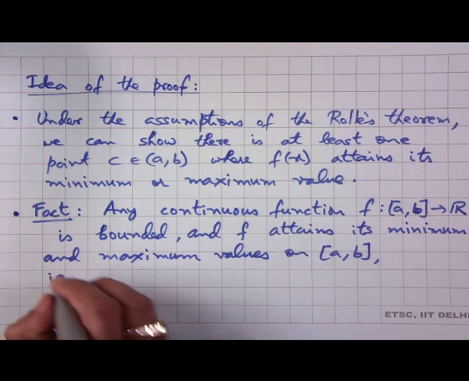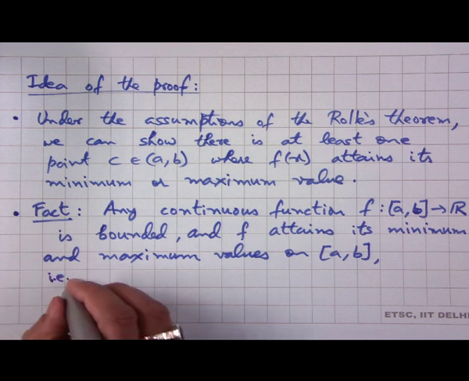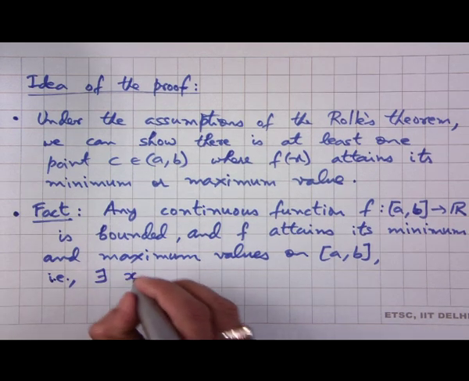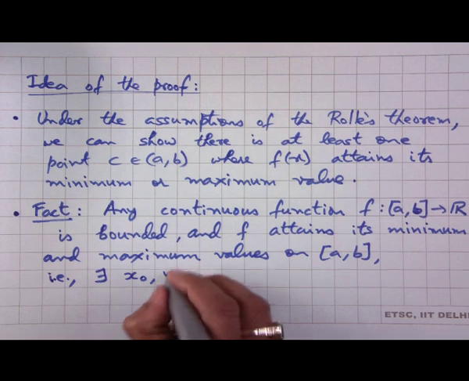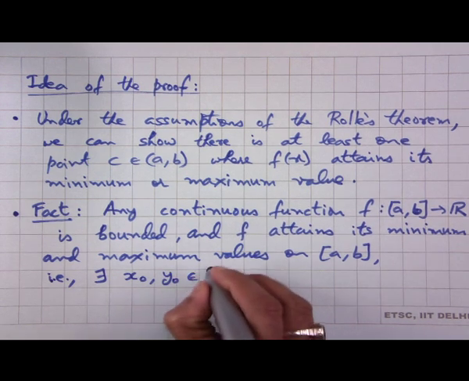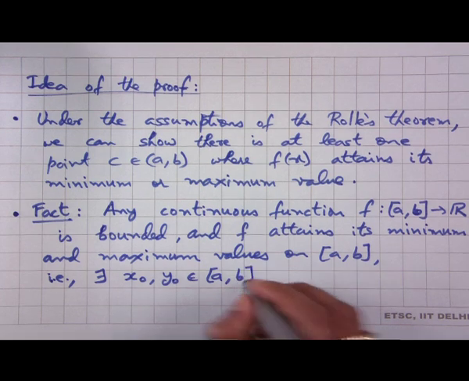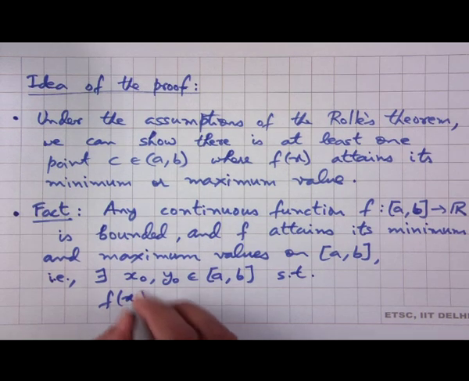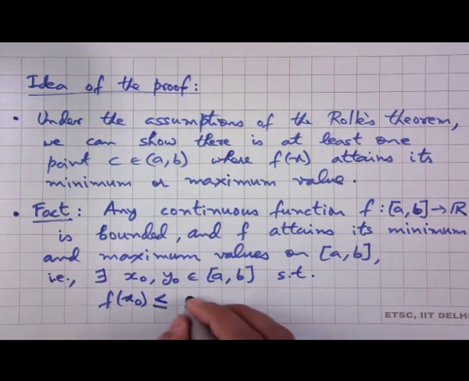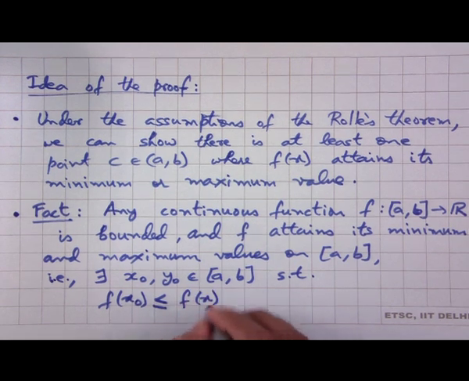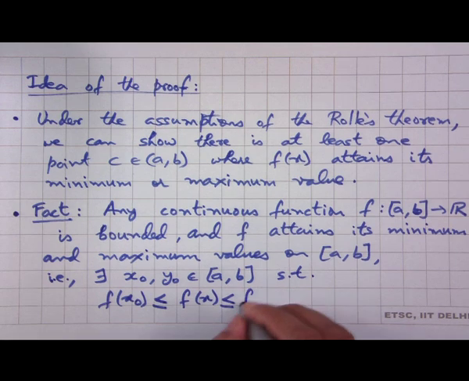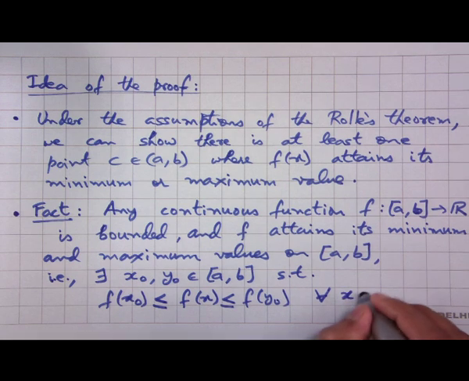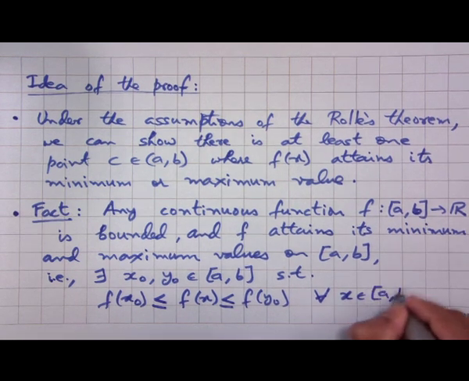That is, there exist points x naught, y naught in the closed interval [a, b] such that f of x naught is the minimum value, that means f of x naught is less than or equal to f of x, and f of y naught is the maximum value, for all x belonging to the closed interval [a, b].